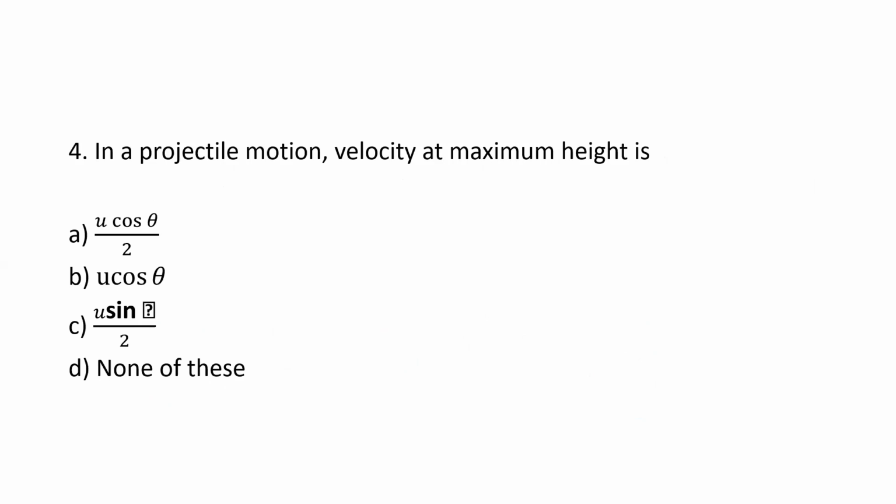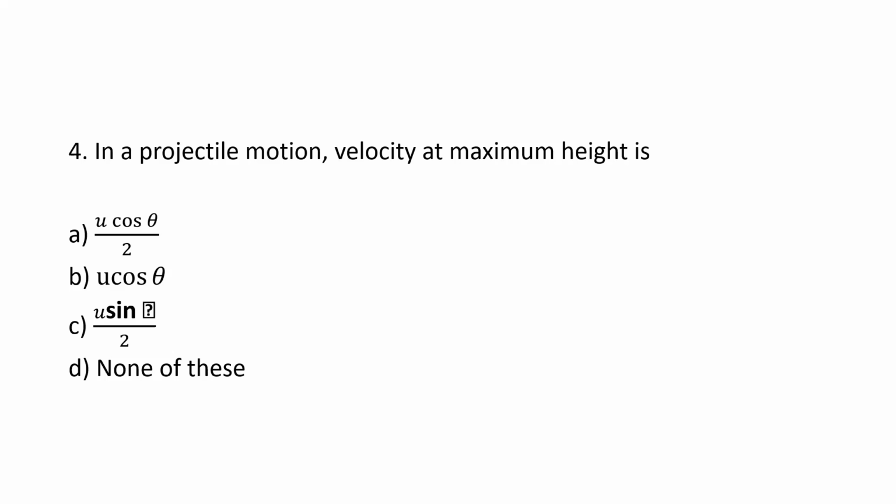In a projectile motion, velocity at maximum height is. So what is the velocity of the particle at the maximum height? Option A is u cos theta by 2. Option B is u cos theta. Option C is u sin theta by 2. Option D is none of these.